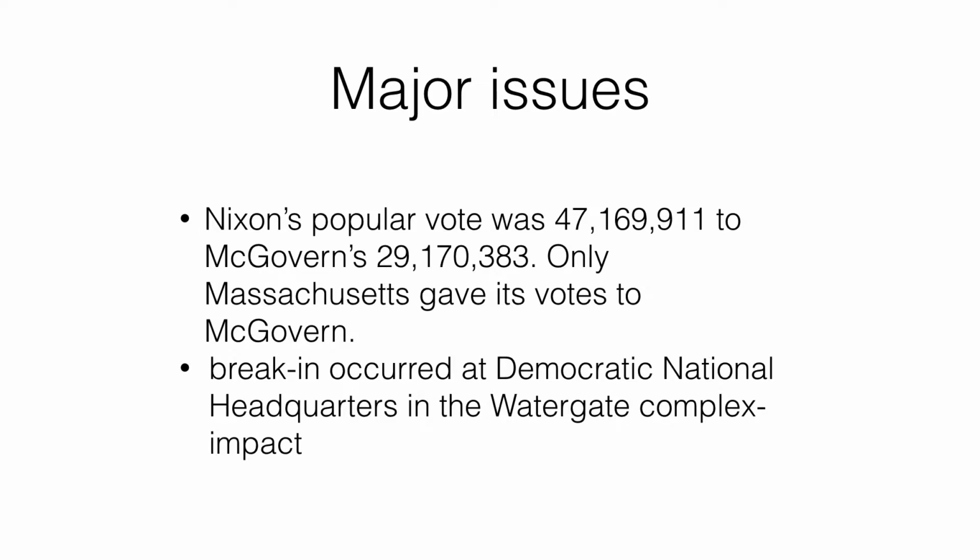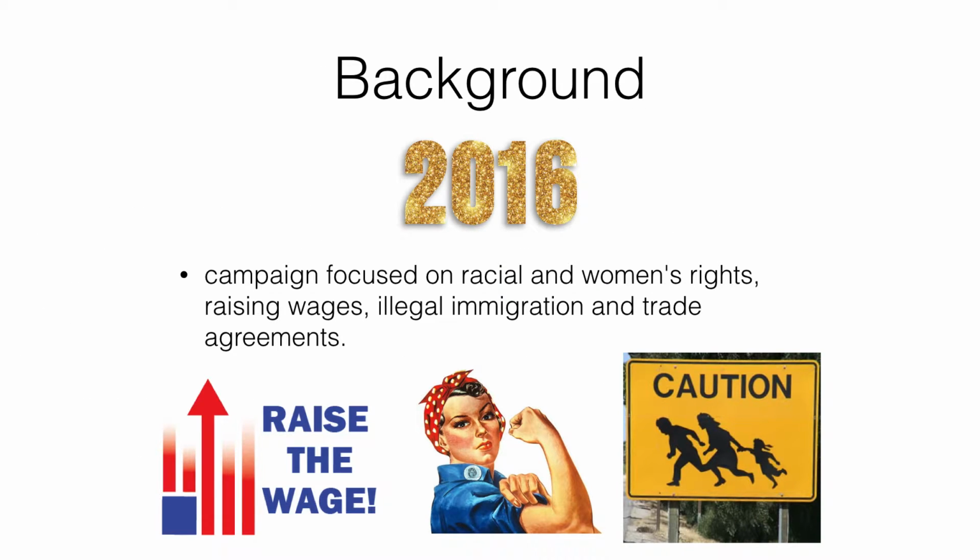During the campaign, a break-in occurred at the Democratic National Headquarters in the Watergate complex in Washington, D.C., but it had little impact until after the election. On the other hand, this year's campaign focused on racial and women's rights, raising wages, illegal immigration, and trade agreements.